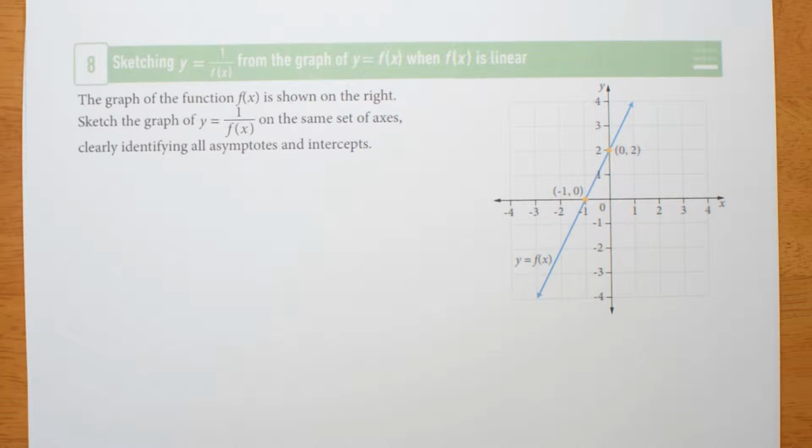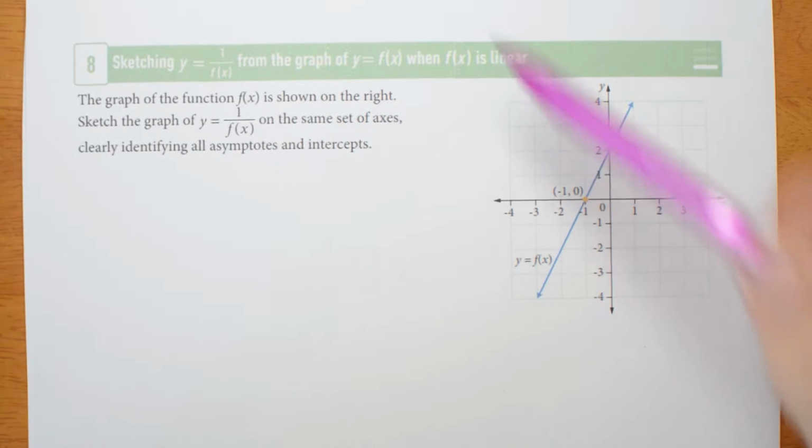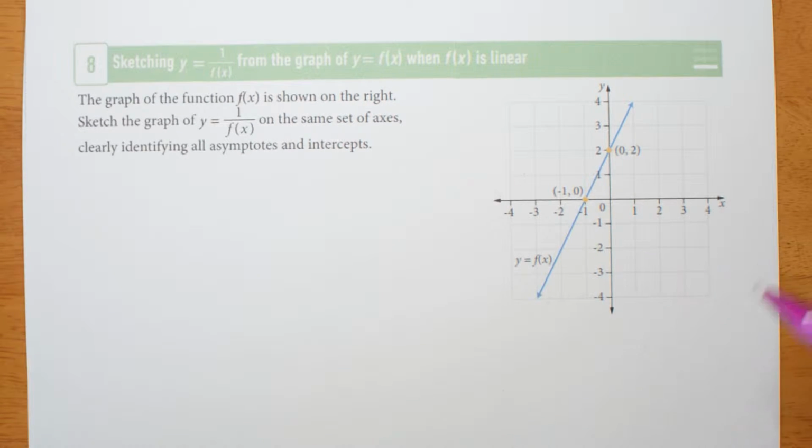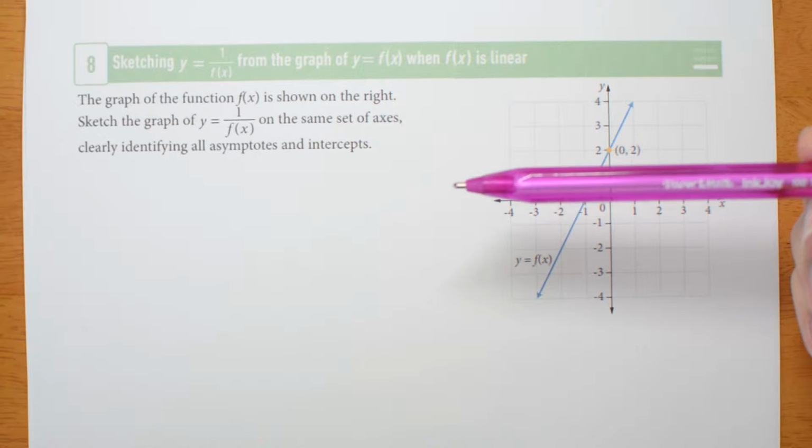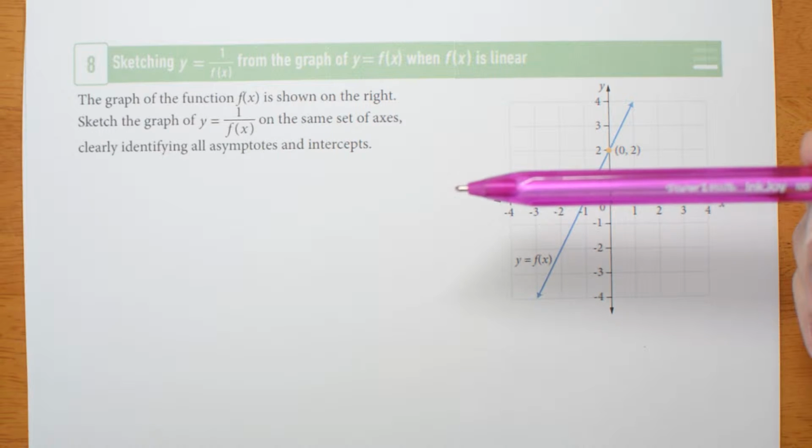So I have to sketch a graph of the reciprocal of a linear function. Now, there are really only two options here. It's going to be sloping up or sloping down. Well, it could be a horizontal line. I wonder what the reciprocal of a horizontal line would look like.